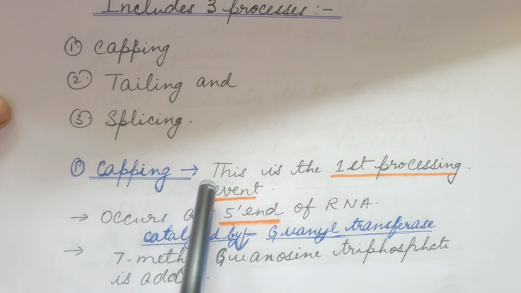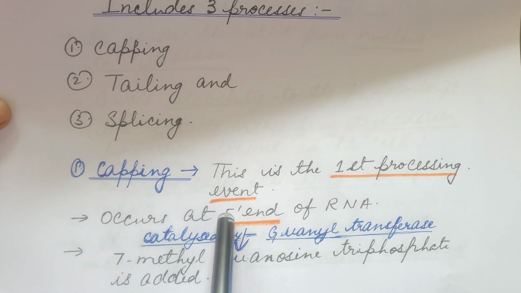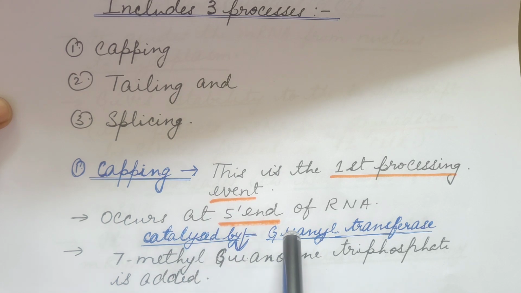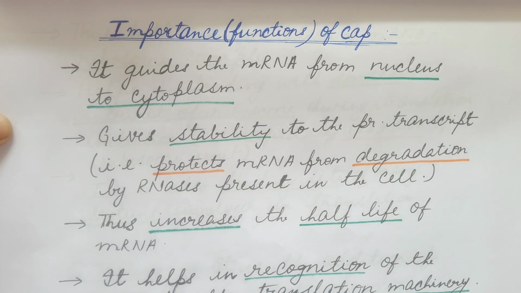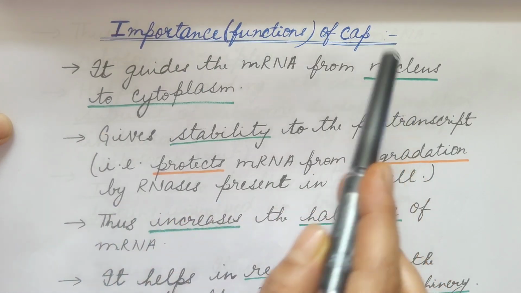First is capping. This is the first processing event. It occurs at the 5' end of RNA where 7-methylguanosine triphosphate is added, and this process is catalyzed by the enzyme guanyl transferase. So you may think, why is capping required, or what is the importance or function of the cap.